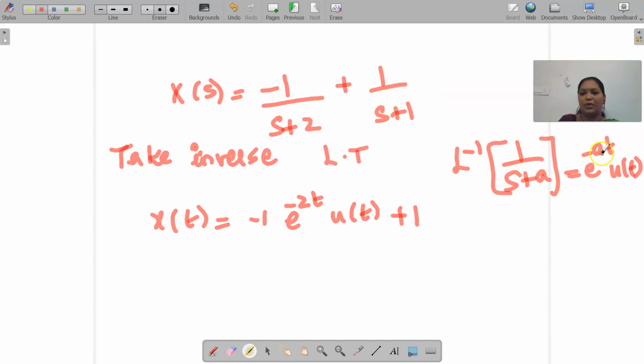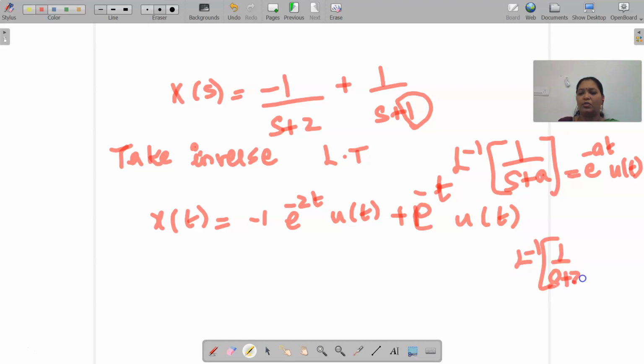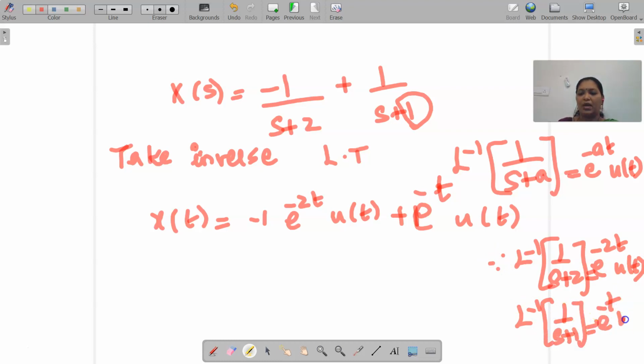You can write e, wherever you have a, you have to replace it by 1. So e power minus at. So just you can write it as e power minus t, because where you have a, here it is 1. So 1 into t. So e power minus t u of t. So 1 by s plus 2 means I can write it as e power minus 2t u of t. And for 1 by s plus 1 I can write it as e power minus t u of t.